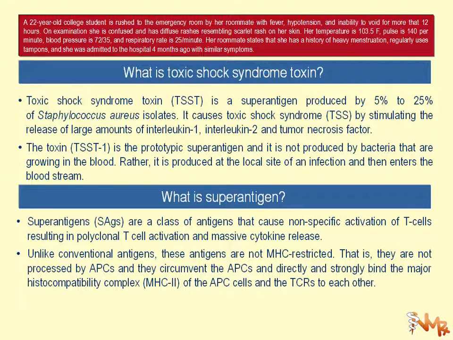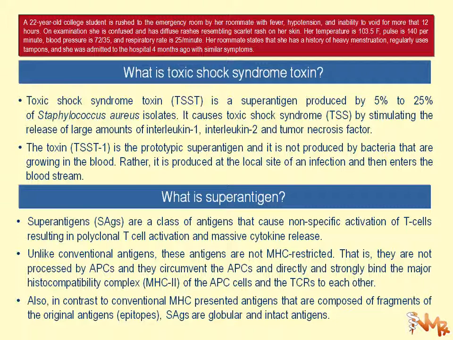Unlike conventional antigens, these antigens are not MHC restricted. They are not major histocompatibility complex restricted. What does this mean? It means that they are not processed by the formal procedure of presentation by the antigen presenting cells. This means that they circumvent the APCs. And what they do instead is that they directly and strongly bind the major histocompatibility complex 2 of the APC cells and the T cell receptors to each other, locking this information. So they bypass the APCs, but they lock in the TCR like a very strong glue to the MHC2 complexes.